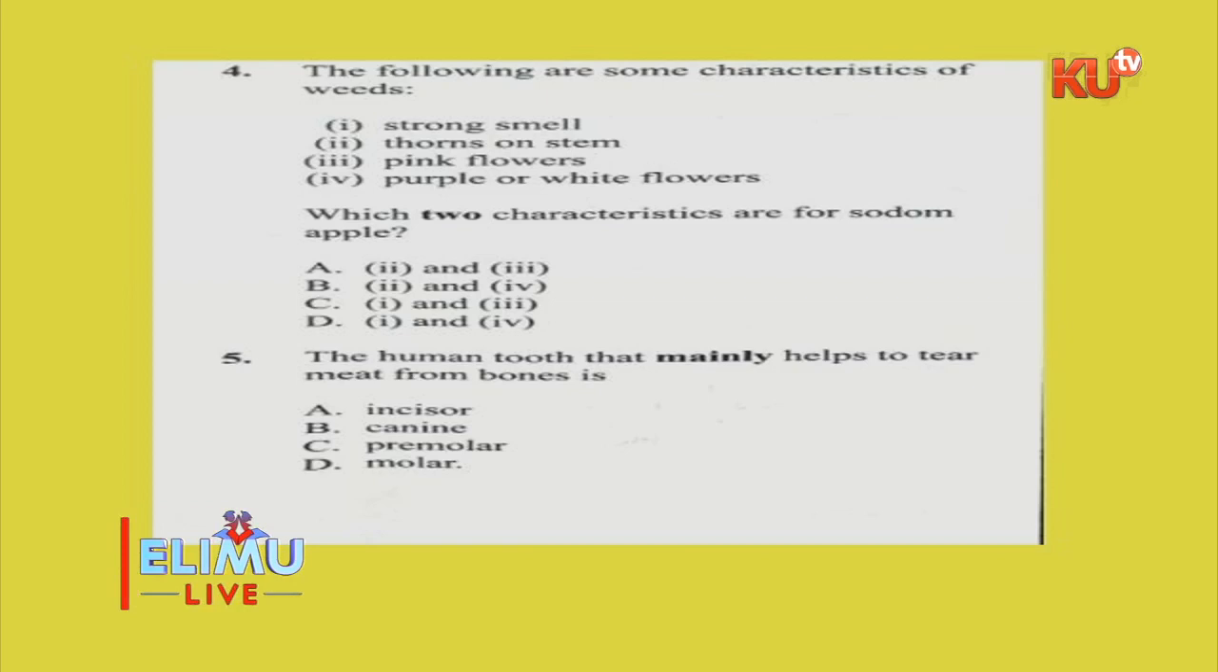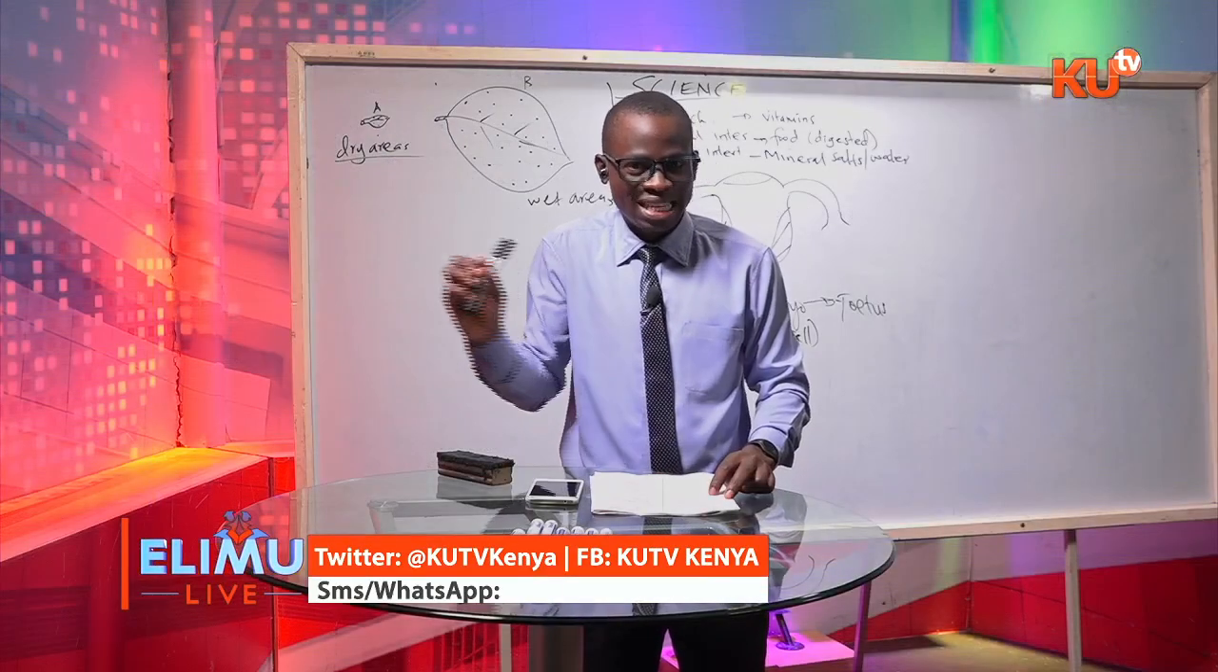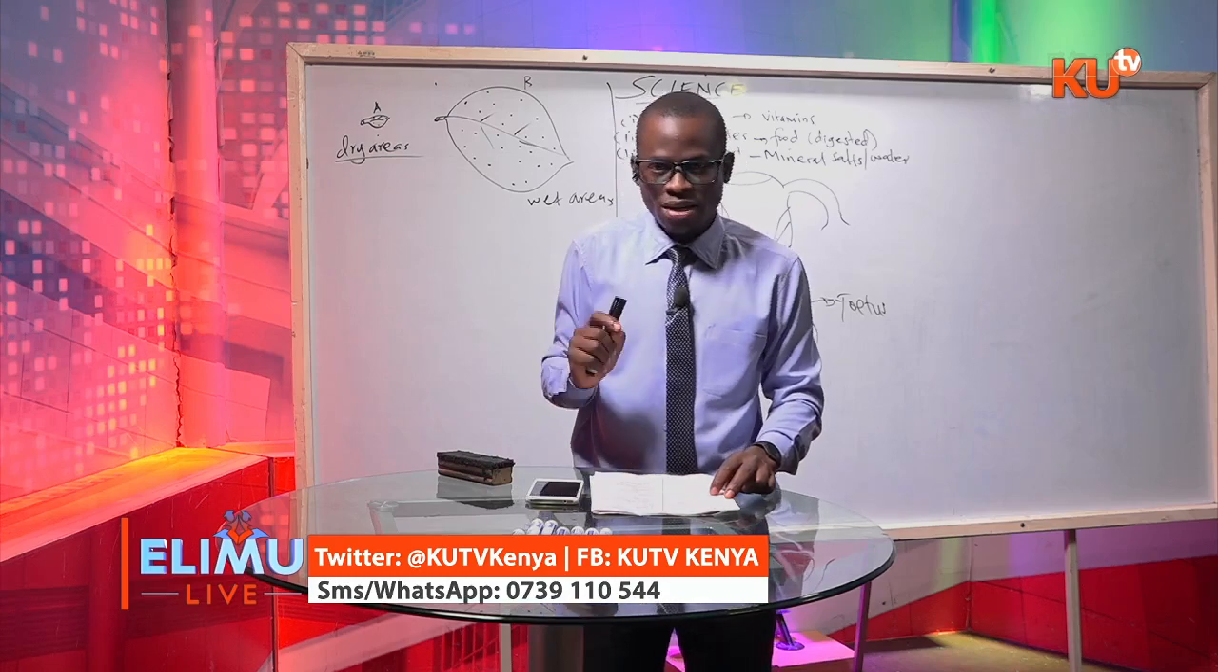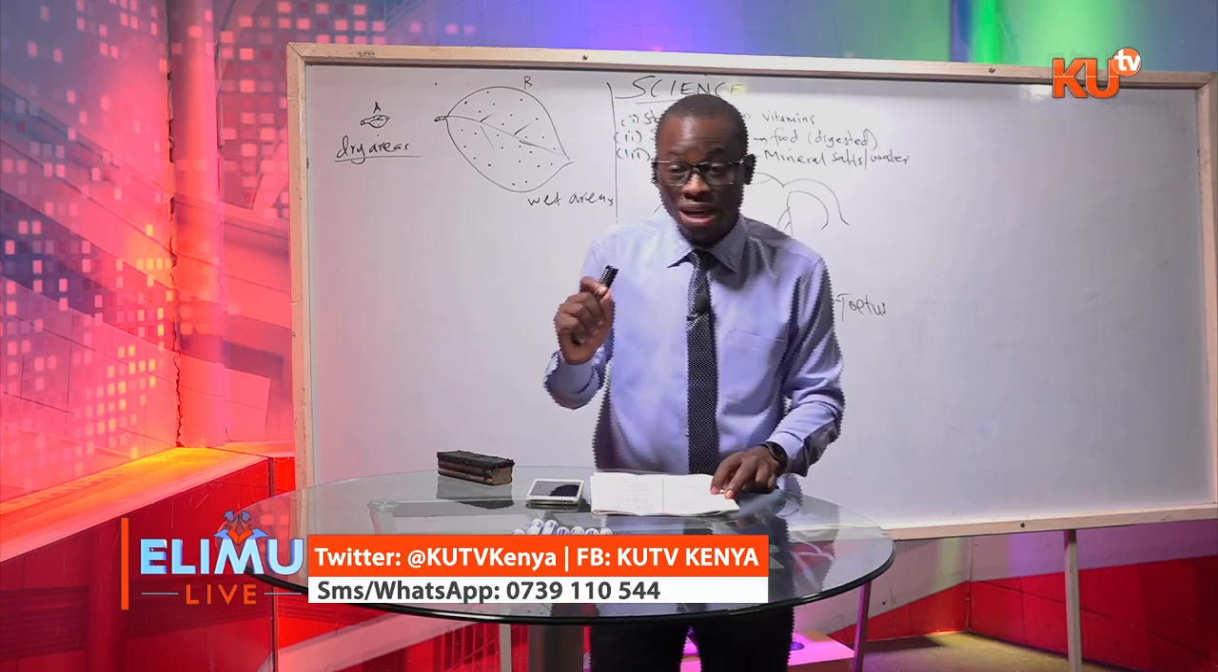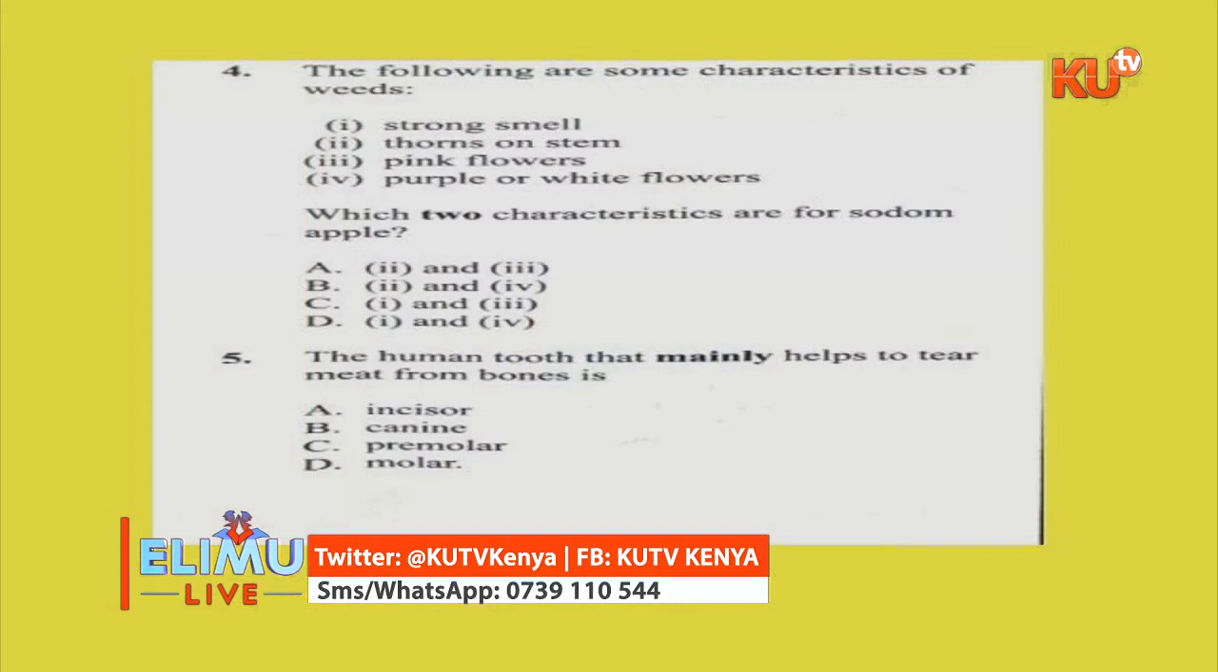This is a class four work. The old class four work, not grade four, but class four. Roman one, strong smell. Roman two, thorns on the stems. Roman three, pink flowers. Roman four, purple or white flowers. Now, which two characteristics are for the Sodom apple?